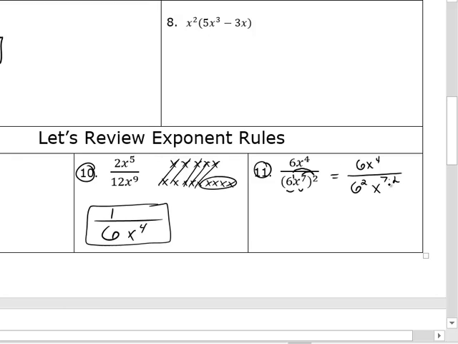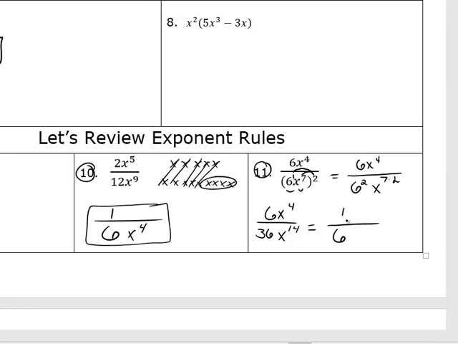Now simplify. 6x to the 4th power over 36. x to the 7 times 2 is 14. Now simplify further. Last step. 6 over 36 reduces to 1 over 6. And then on top you have 4 x's. On bottom you have 14 x's. If you cancel 4, that means you have 10 left on bottom. So x to the 10th power.